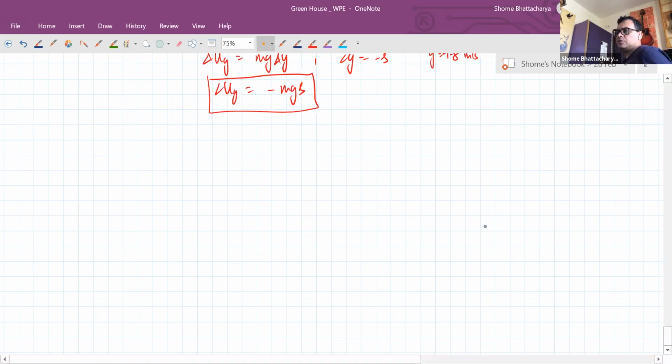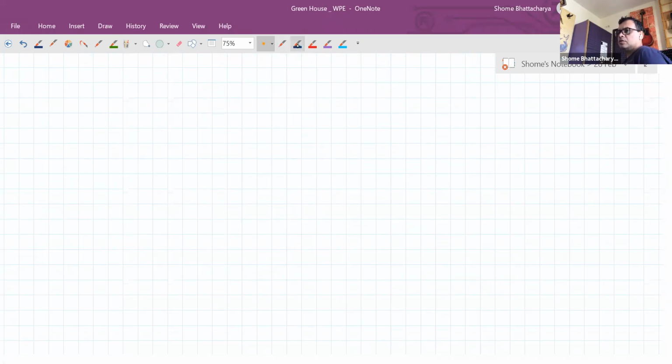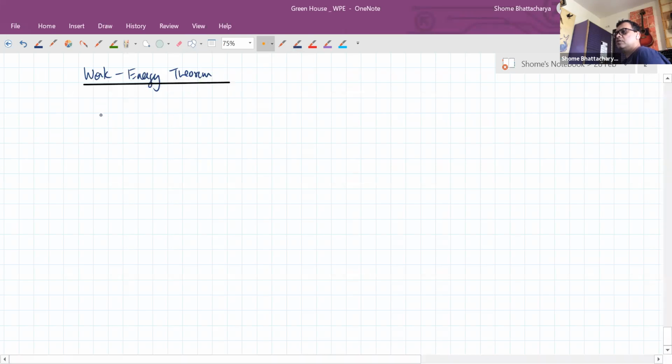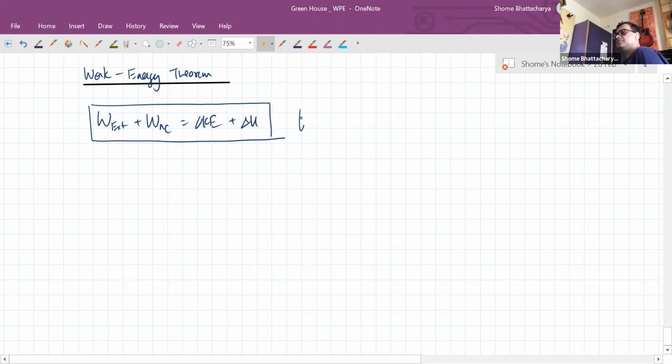Okay, so we'll discuss the remaining questions also, but first I want to discuss the concept of work energy theorem that we were seeing last time, and then the concept of power itself. So the work energy theorem statement is like this: work done by external forces plus work done by non-conservative forces is equal to change in kinetic energy plus change in potential energy. This is the general definition of work energy theorem for any system.